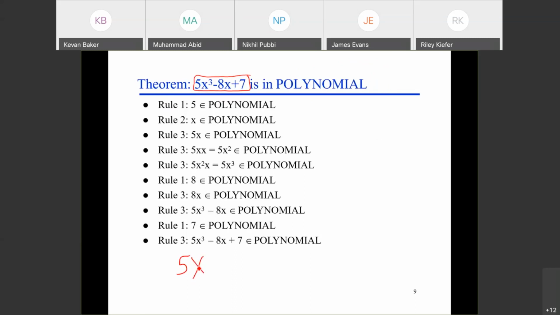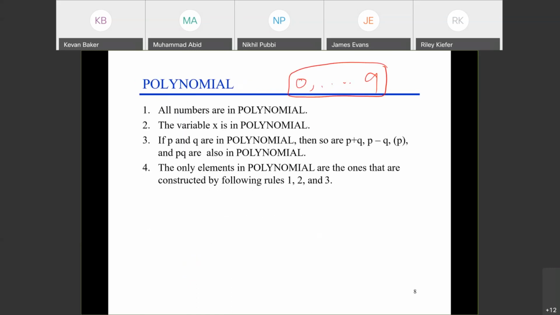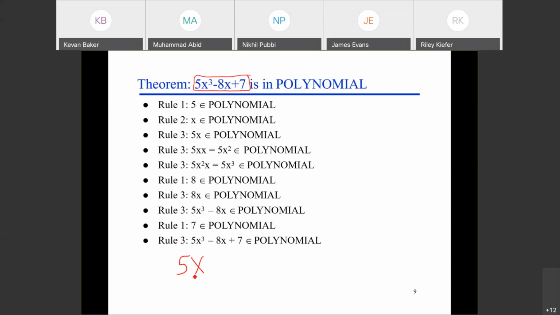Now rule 3: if P and Q are in polynomial, then you can concatenate them, and PQ is also in polynomial. So P and Q are any existing terms in the polynomial. Now we have two terms here, 5 and x. One is my P, one is my Q. So I use that and I concatenate them, and 5x is in polynomial.